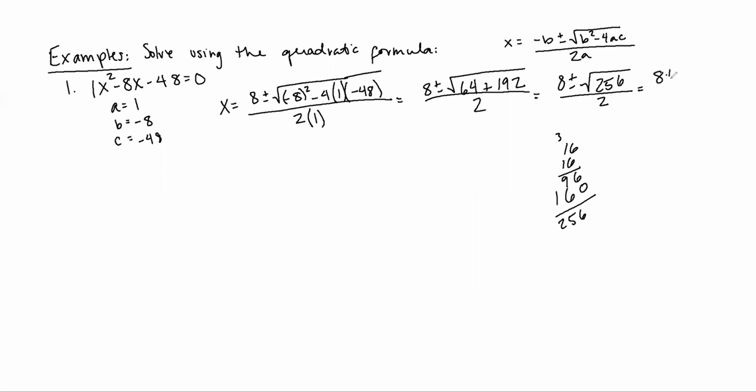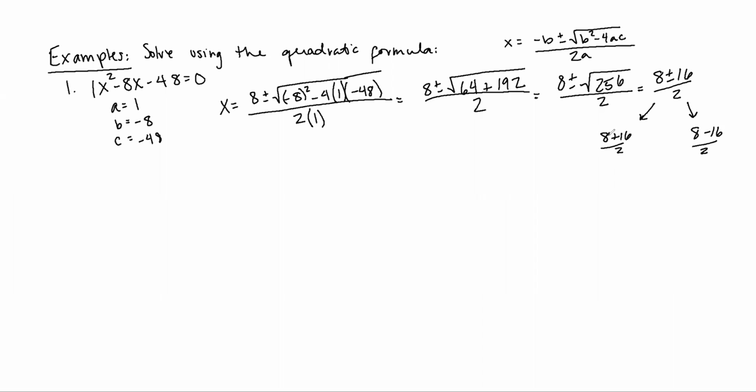So we have 8 plus or minus 16 over 2. Now, this is the part where you'll either have to reduce something, get two distinct answers like we'll have here, or just leave it as is. Sometimes you can simplify, sometimes you can't. What we have here actually is two distinct answers. We have 8 plus 16 over 2 and 8 minus 16 over 2.